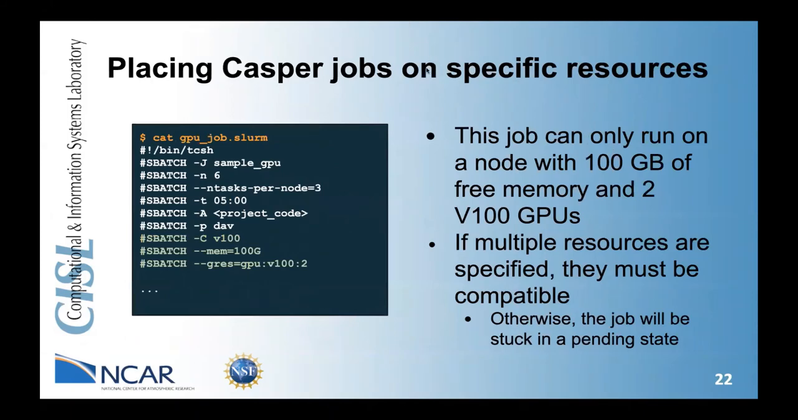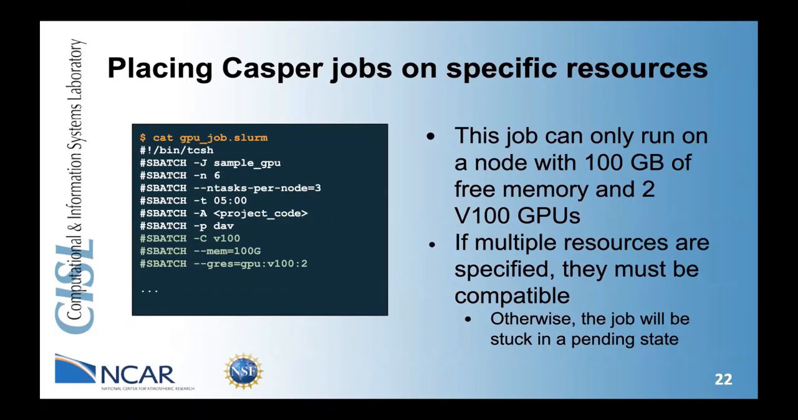On Casper, if you want to select specific resources, the way you do that, if you look at these 3 lines at the bottom in green here, this is, for instance, how I would select a V100 node that had 2 V100s I wanted to use on it. The -C v100 is a constraint. That means only consider placing my job on nodes that have a V100. The --mem=100GB tells Slurm that I'm going to need 100 gigabytes to run this job, so it'll make sure there's enough memory available for you.